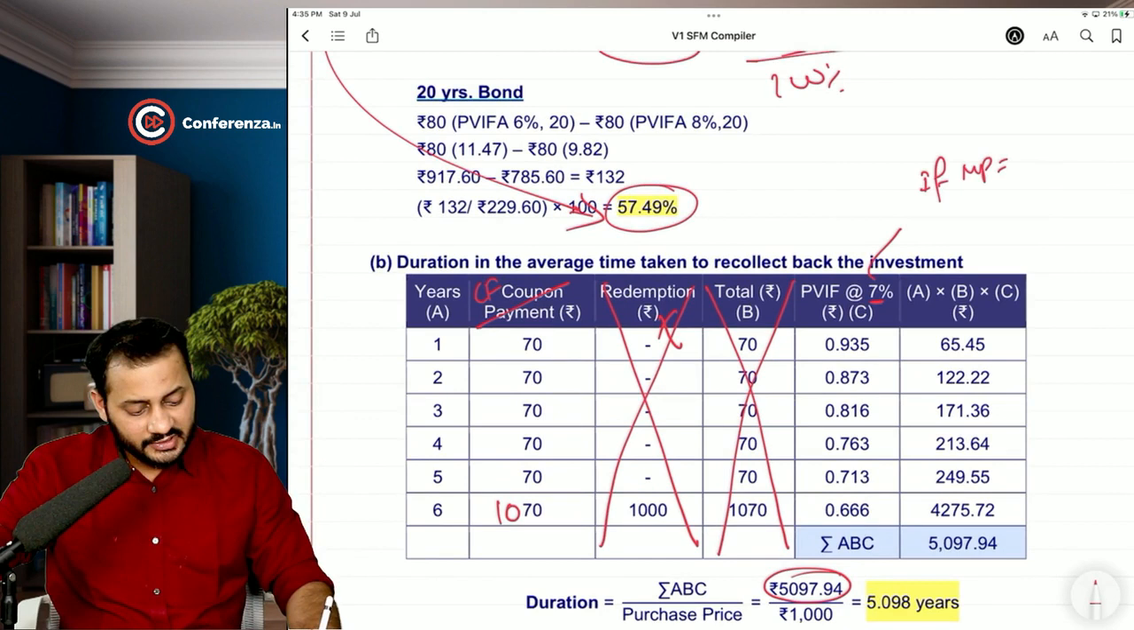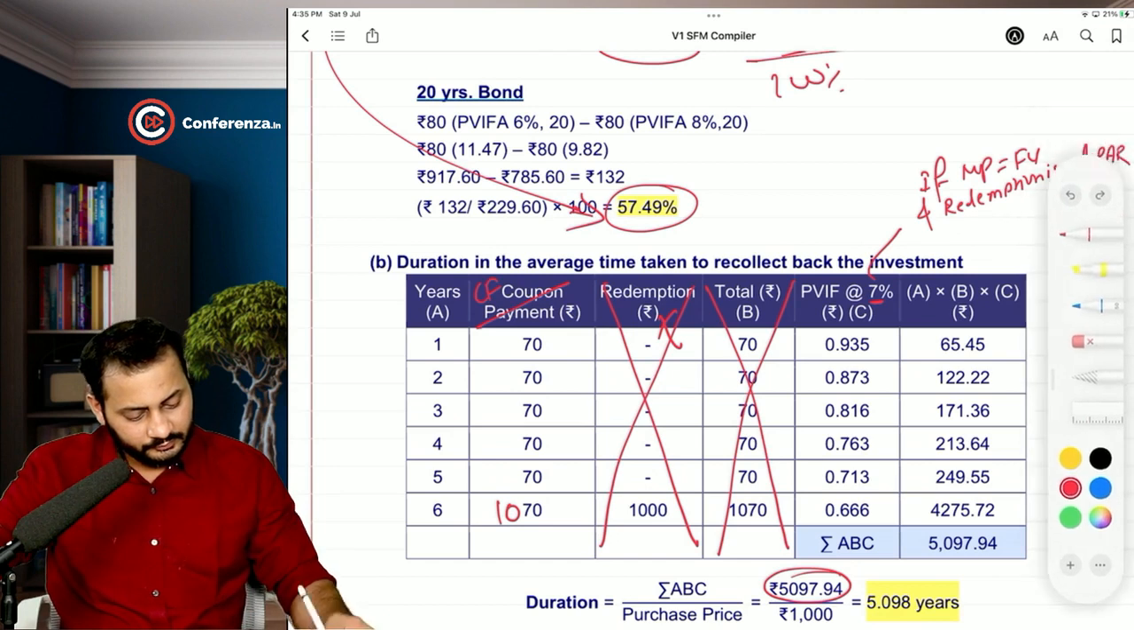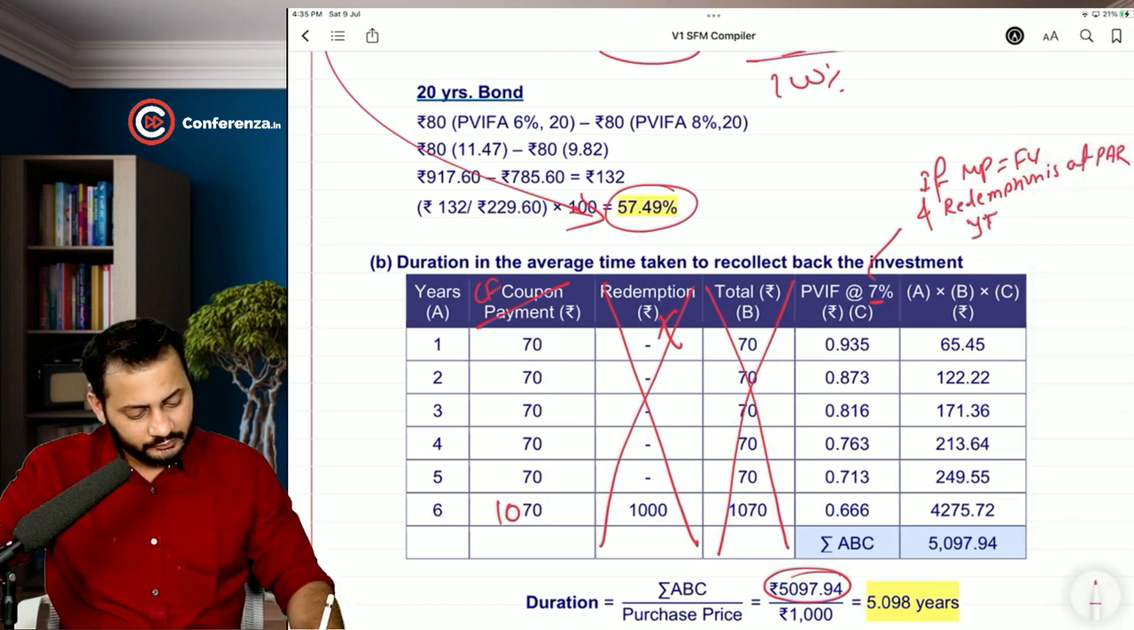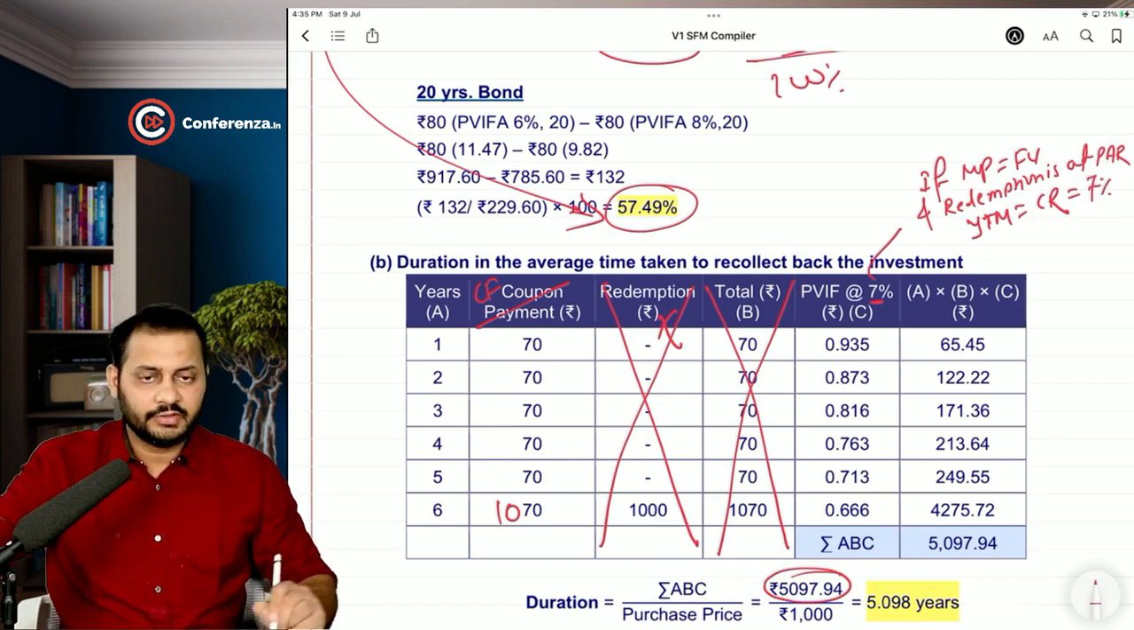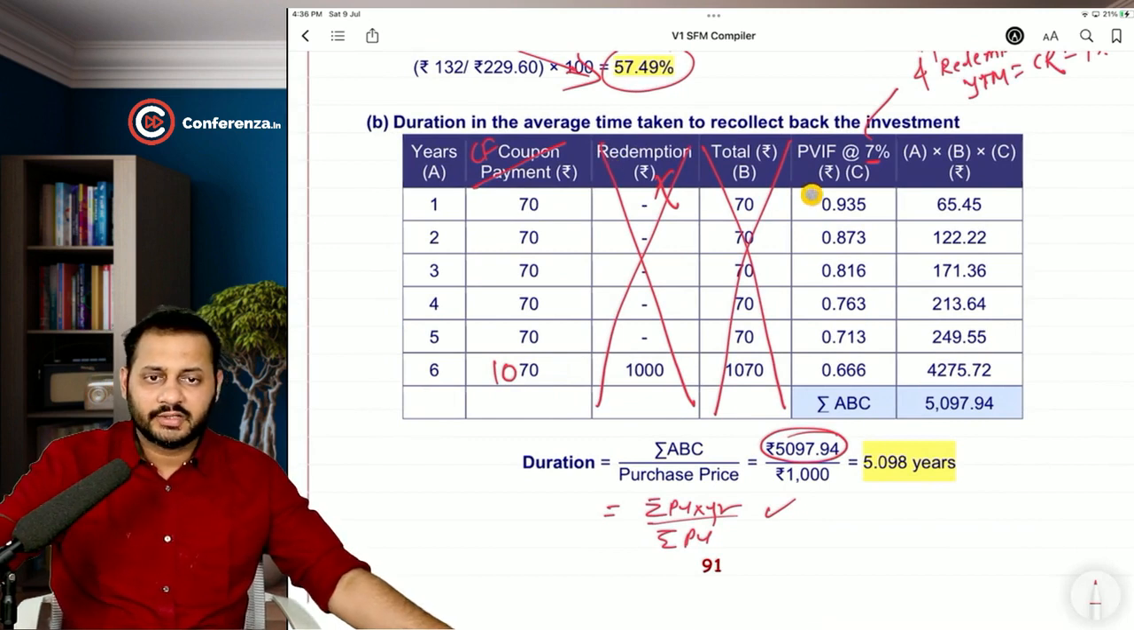If market price is equal to face value and redemption is at par, then YTM will be equal to coupon rate, which is equal to 7%. Got it? Now you calculated the present value factors, and then what you did is calculated the present value.